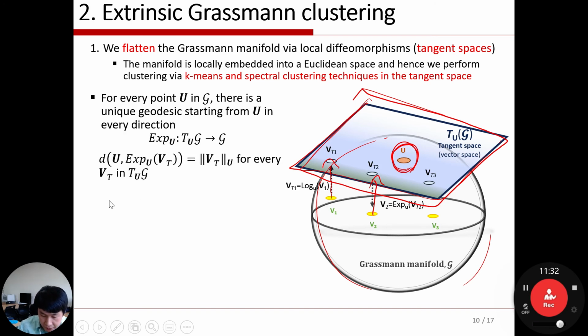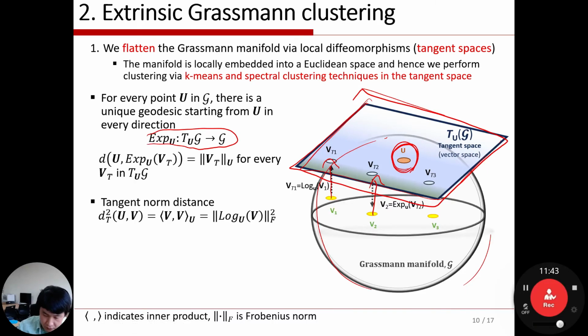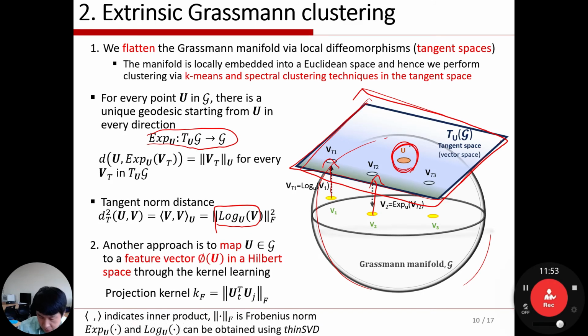The mapping between the Grassmann manifold and the tangent space can be done by this equation, the exponential, and turning back to the Grassmann manifold is a log function. So by defining the points of the Grassmann manifold on this tangent space, we then can apply any clustering algorithm on this tangent space, which means that existing clustering techniques can be applied even for multivariate time series data. This is the first one. So we use the expression that we have flattened the Grassmann manifold into a tangent space.